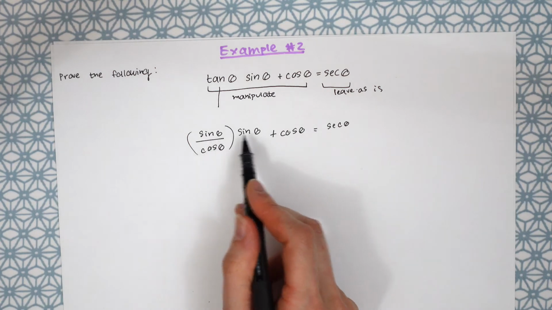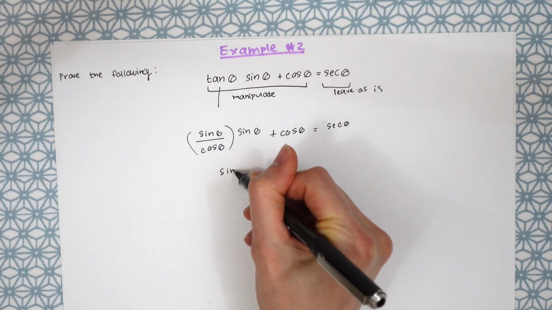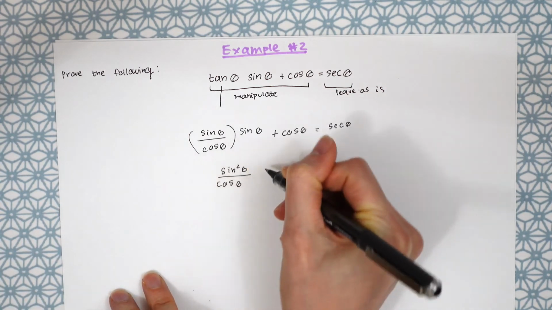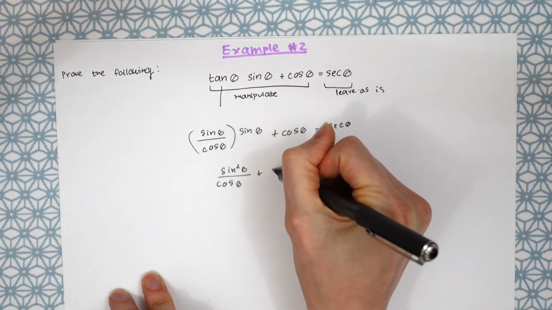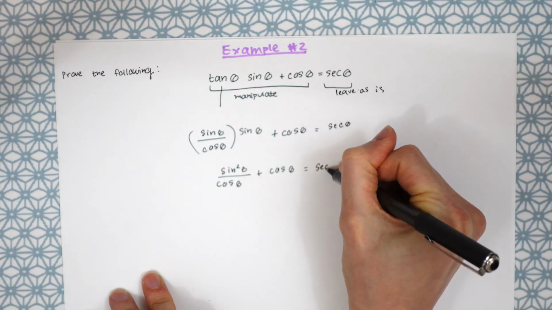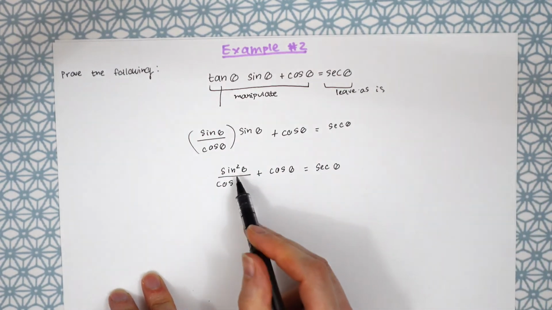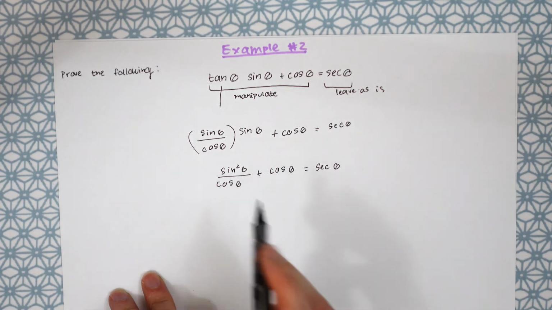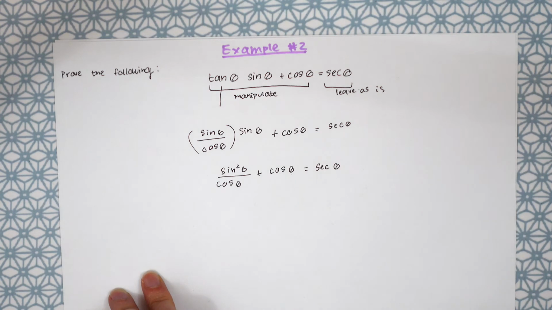Sine of theta times sine of theta, that's going to give us sine squared theta all over cosine of theta, and then just bringing this down because we can't do anything to it, and then bringing this down because that always stays the same. So now we have sine squared of theta over cosine of theta plus cosine of theta. So not sure what to do next, right?